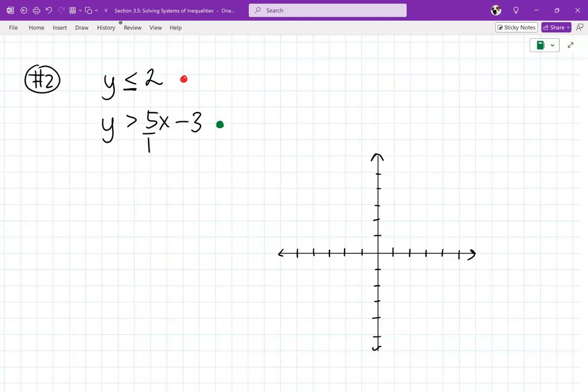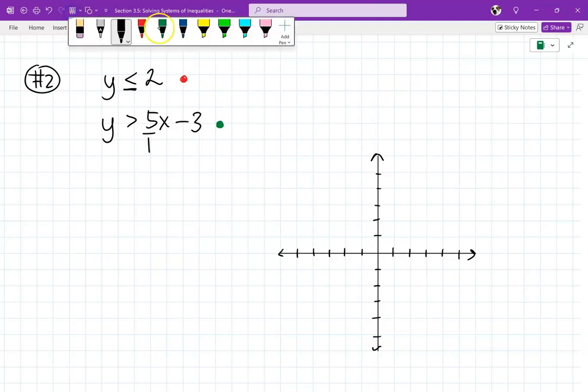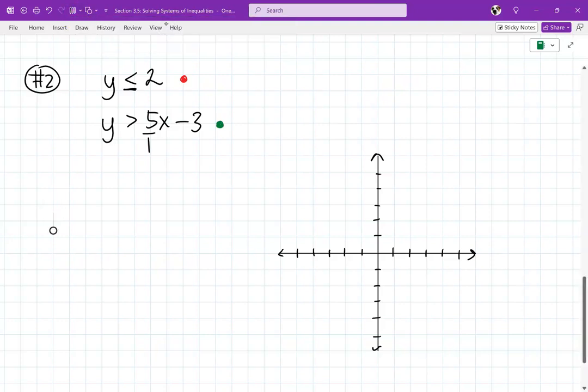All right, so we're going to start off with the green one. And according to this, I start at -3. And then my slope is 5 over 1. If it just says 5, it's 5 over 1. But if it's not a fraction, you can always write it as a fraction, right? So it's going to be 5 over 1, so 5 up and 1 over. So 1, 2, 3, 4, 5, 1 over is right here.